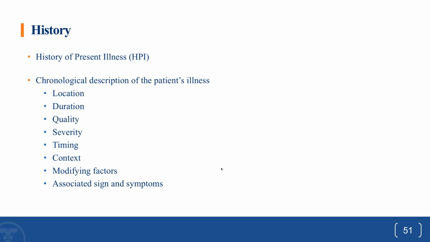Okay. Now, if I had to ask you what the level of the HPI is, if I picked 1 to 3 of these components of the HPI, if I just said location, duration, and quality, it's considered a brief HPI, right? So 1 to 3 is considered brief. Okay. An extended HPI is 4 or more of these bullet points.